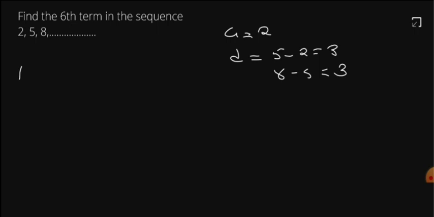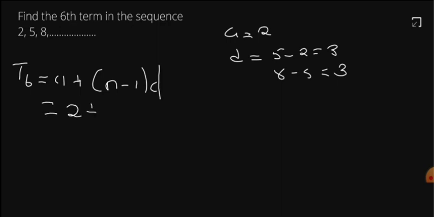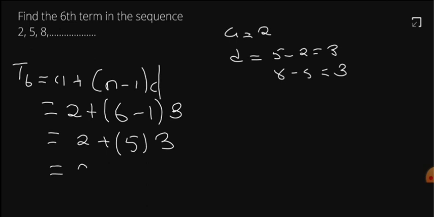So you are going to say T6 is equal to a plus, open brackets, n minus 1, times d. Our first term is 2 plus n is 6 now, since we know it, minus 1. D is actually 3. So from there we are saying 2 plus 6 minus 1 is actually 5 times 3. Then 5 times 3 is actually 15. So our 6th term, we are going to have 17.